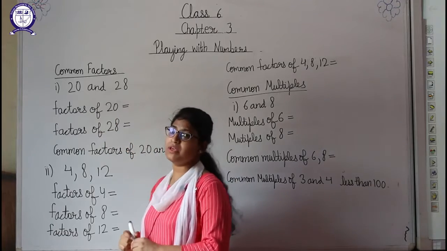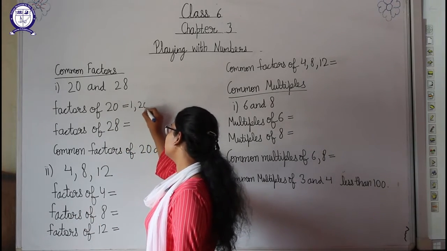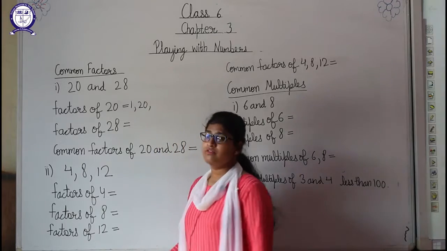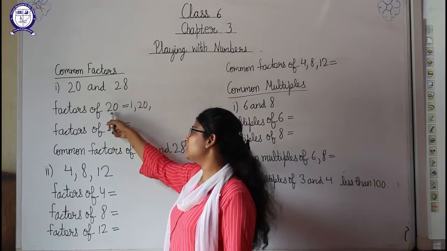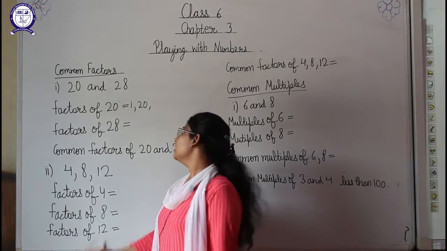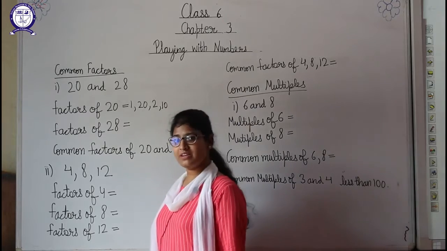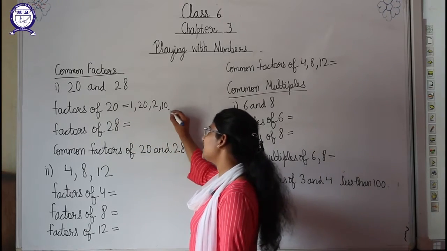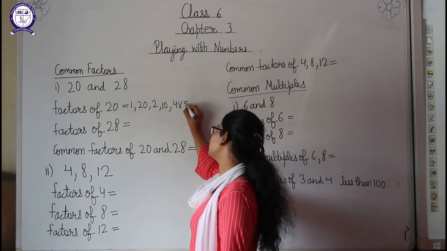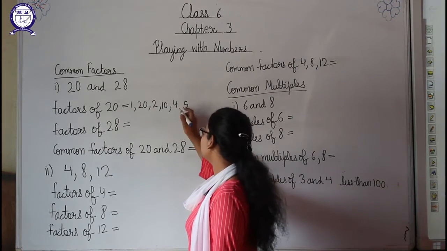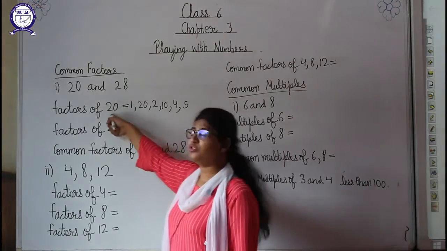Factors of 20 will be, you know the factors of 20, 1 and 20 we can write, because 1 is the factor of all the numbers and the number itself is the factor, means 20 is the factor of 20. Now 2 into 10, 2 multiplied by 10 we will get 20 only. So 2 and 10 are also the factors. Then 4 and 5 are the factors. We can write 4 and 5 as the factors. So these 6 will be the factors of 20.